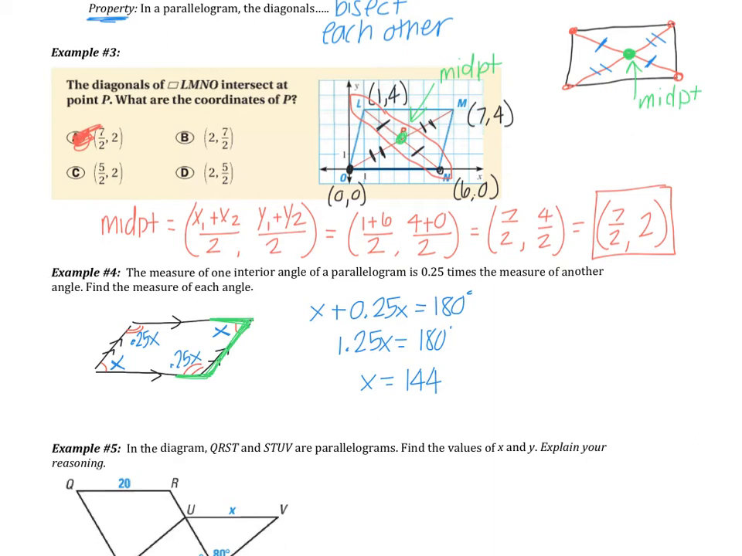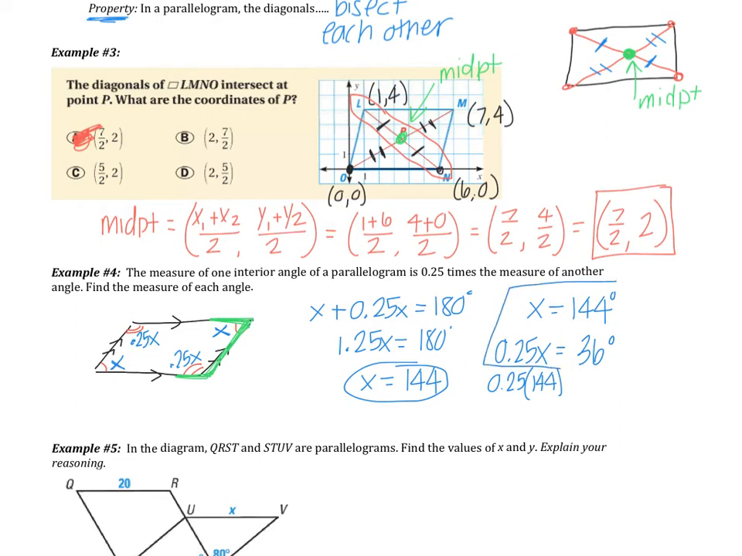So when you try to find the measures of the angles, well, x equals 144. The 0.25x angle would actually equal 36 degrees if I plug in 0.25 times my 144. So these are my 2 angle measures, and I'm good to go. Kind of write it like that.